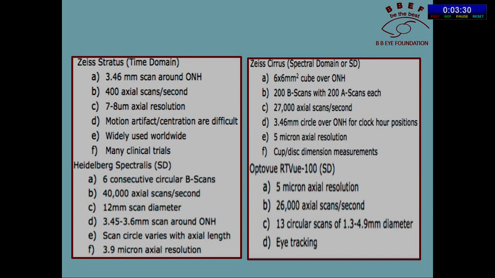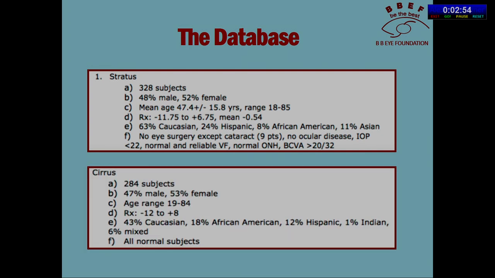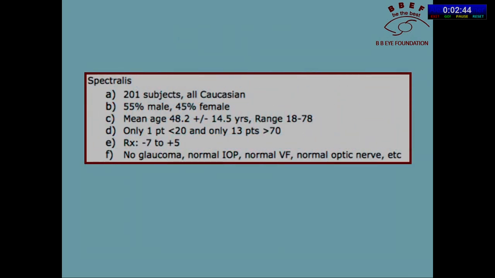These are the four types of machine we are normally handling nowadays. The Zeiss Stratus is a time domain, one of the oldest ones, and then the Zeiss Cirrus, RTVue, and the Heidelberg. Of these last three, the Heidelberg Spectralis gives 40,000 axial scans per second. It can find a very minor defect in the retinal nerve fiber layer. The database: the Stratus database has 328 subjects, of which 63% are Caucasian and only 11% are Asians. In the Cirrus, 284 subjects, 43% are Caucasian and 1% is Indian in the database. Spectralis, 201 subjects, all Caucasians.